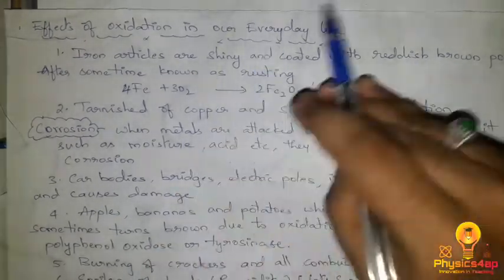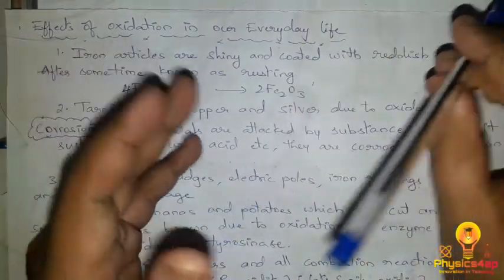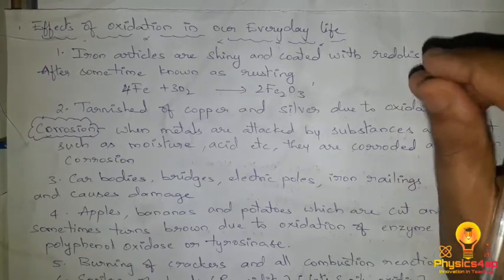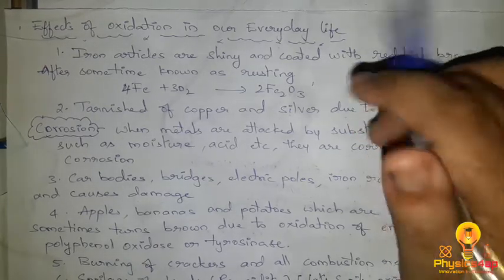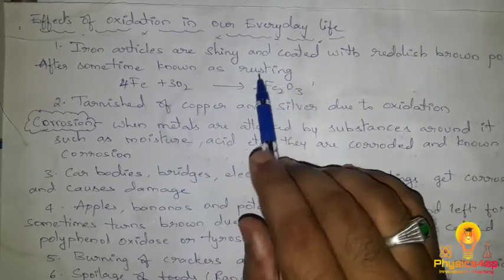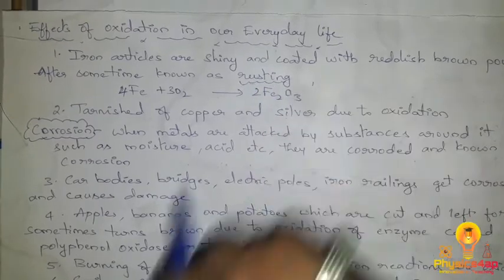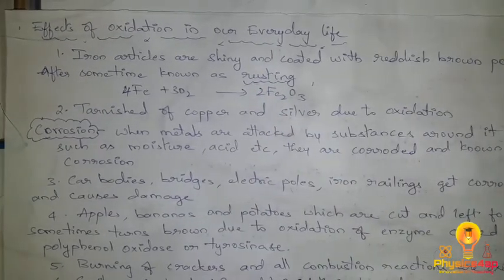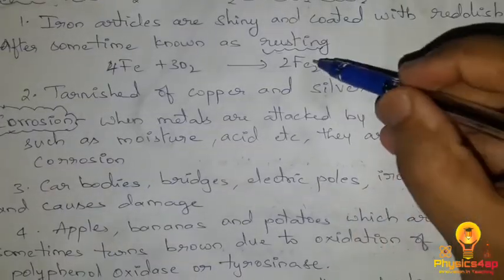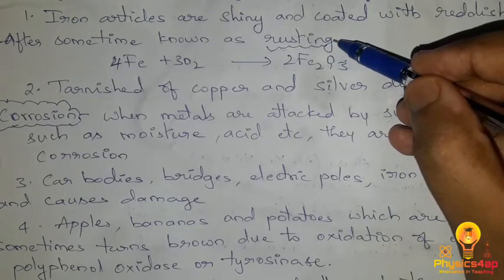When you rub it with sandpaper, upon the iron which has been coated with the reddish brown powder, you see that the brown color thing is nothing but iron oxide. That means it has been oxidized here. That process is called rusting. So when iron reacts with oxygen, we get iron oxide, Fe2O3. This iron oxide is what we call rusting.